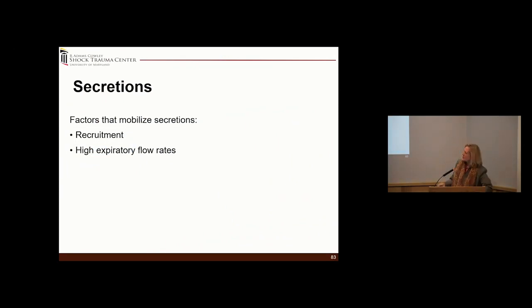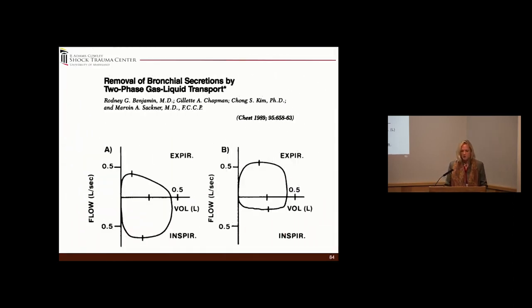Oh, right here. So factors that mobilize secretions: recruitment and high expiratory flow rates. Together, this is what APRV actually provides, not the secretions, but the recruitment. This is an old study back in '89 on two-phase gas liquid transport. They created a synthetic mucus and looked at inspiratory and expiratory flows. And actually, as you inverse the I/E ratio, the expiratory flow became higher.